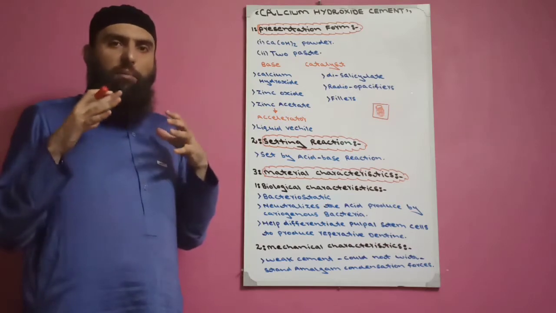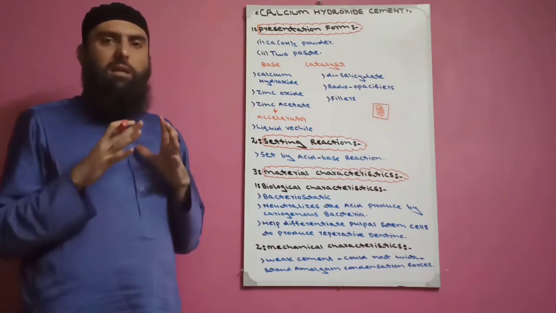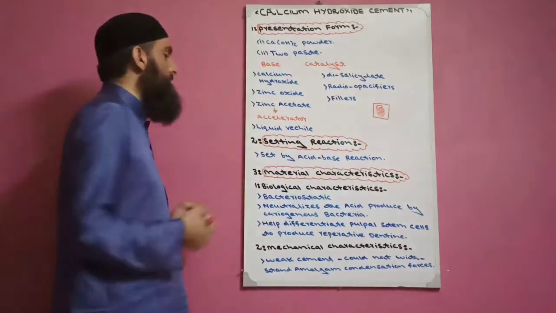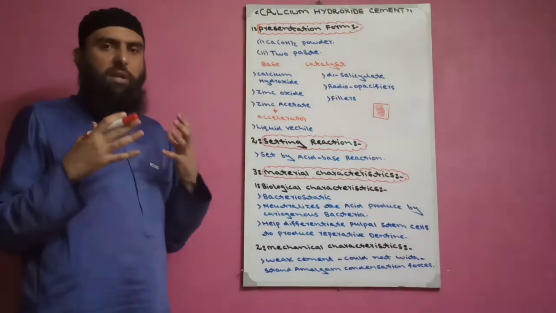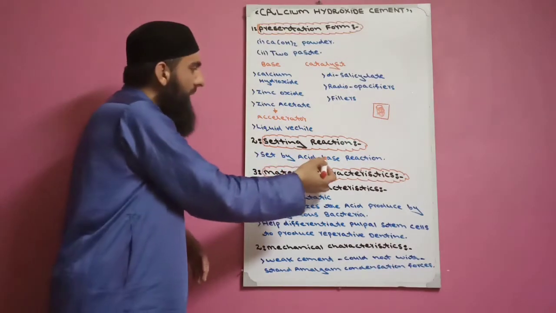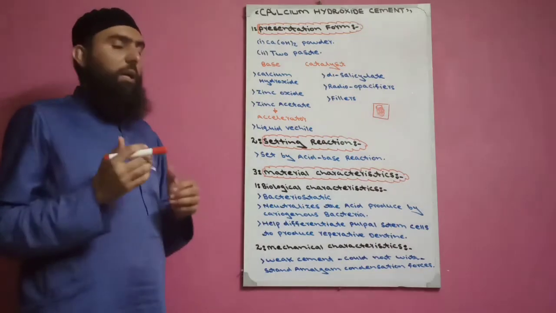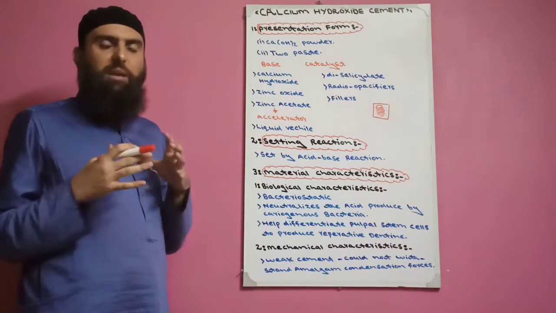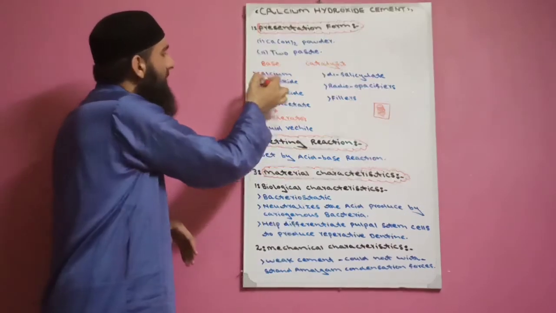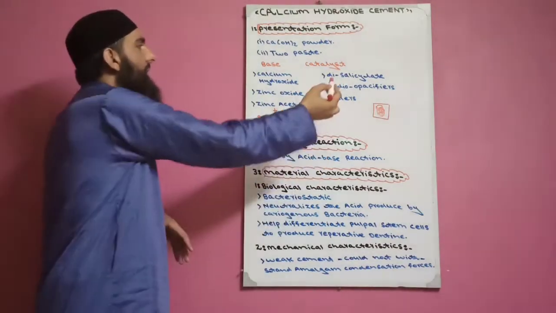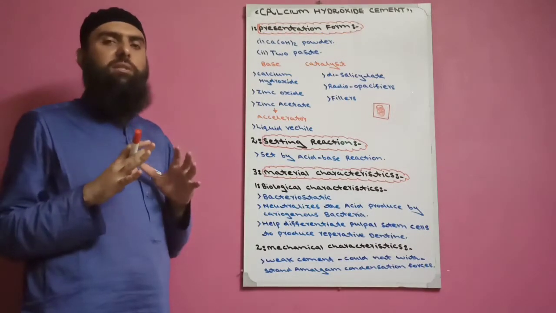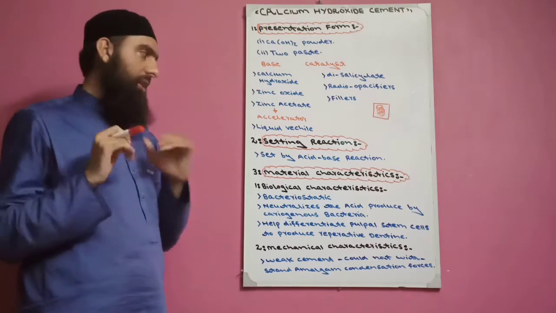Now, after mixing, the setting reaction takes place. How does calcium hydroxide set? Calcium hydroxide sets by acid-base reaction. Why does it set by acid-base reaction? Because it consists of base and acid. The base is calcium hydroxide and the acid is disalicylate, zinc acetate. Therefore, calcium hydroxide cement sets by acid-base reaction.